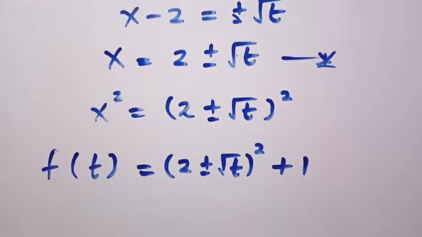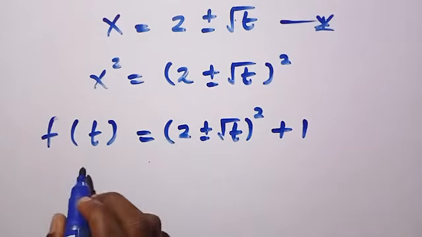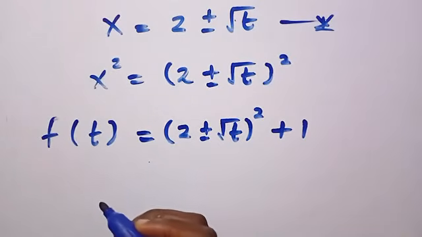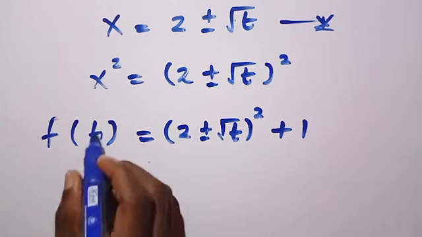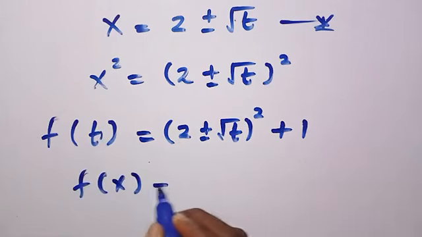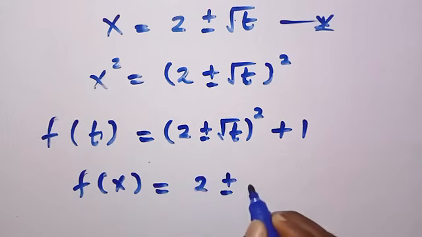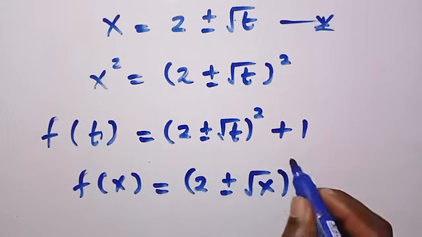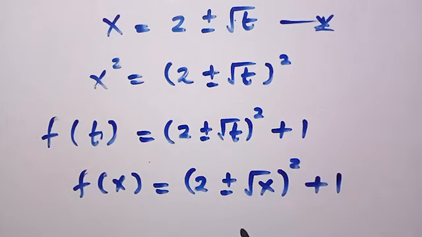This is for f of t, but t and x are members of the real numbers, so they interchange each other. By replacing t here with x, we have f of x equals 2 plus or minus the square root of x, all raised to the power of 2, plus 1. This is what we have.